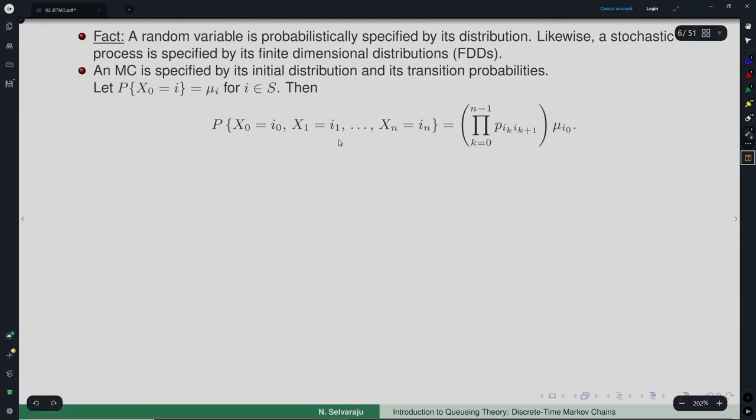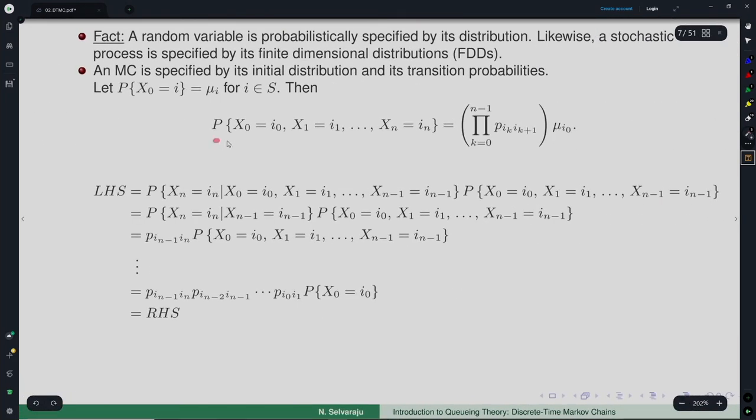This holds for any n and any i_1 to i_n. This is what happens because the finite dimensional distribution in the case of discrete random variables is just the joint mass function. So, if I know all these p's and these mu's, then I can get these probabilities. That means that if I know the transition probability matrix and the initial distribution, then I can get the distribution.